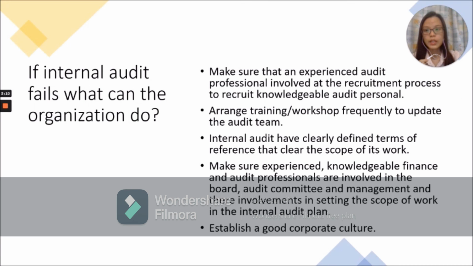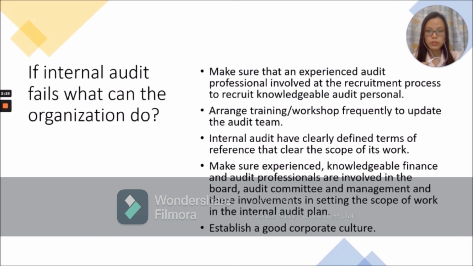If internal audit fails, what can the organizations do? The following are the ways that organizations can do. Make sure that an experienced audit professional is involved in the recruitment process to recruit knowledgeable audit personnel. Arrange training or workshops. Internal audit should have clearly defined terms of reference that clarify the scope of its work. Make sure experienced, knowledgeable finance and audit professionals are involved in the board, audit committee, and management, and their involvement in setting the scope of work in the internal audit plan.